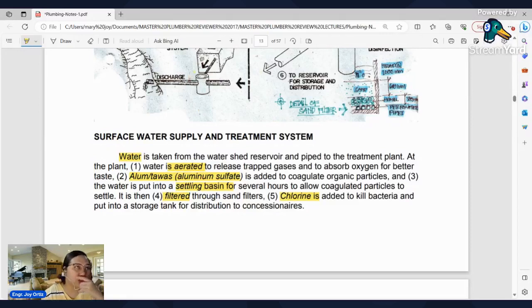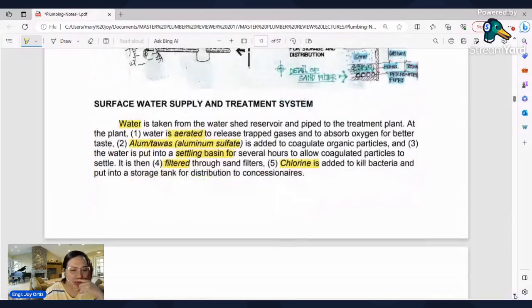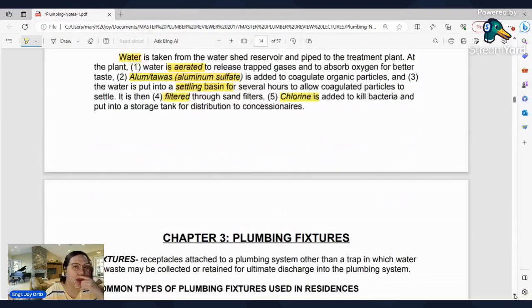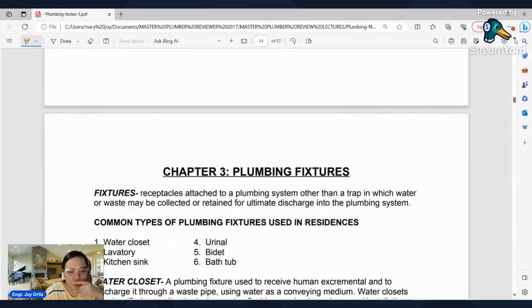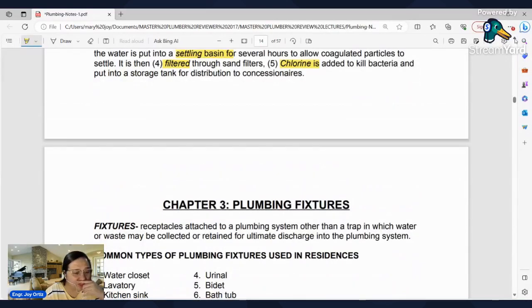But the groundwater is actually a natural way to treat the water. Kasi may mga natural talaga na kaya niya talaga, ang sarili niya. I-filter niya, i-purify. So, that's it for today.